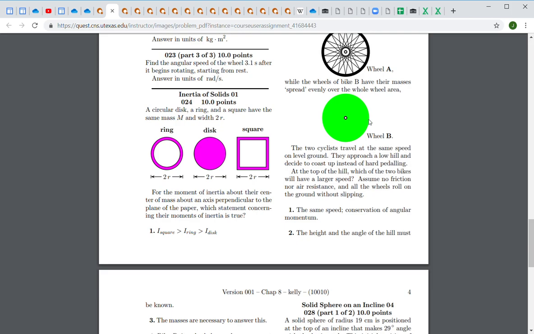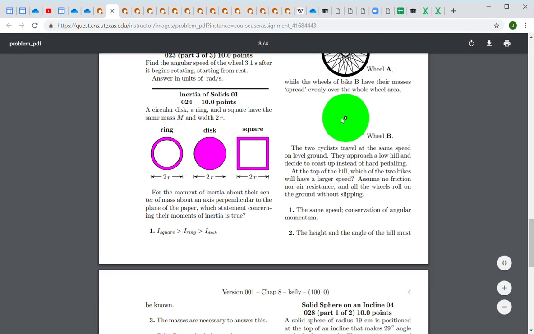So whichever one of these wheels has the bigger moment of inertia will have more kinetic energy stored in it if they're moving at the same speed. And that's bigger for wheel A because the mass is further out. So there's more kinetic energy in the initial state for rider A.